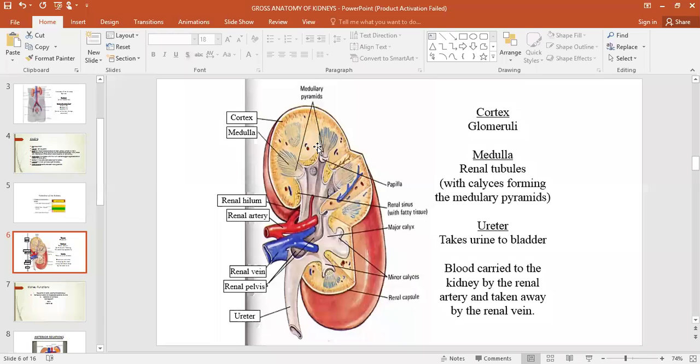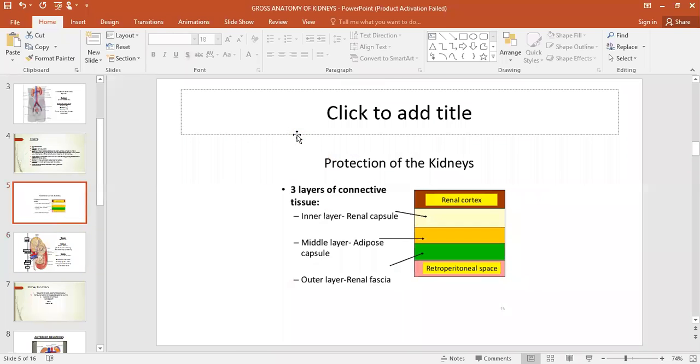Here are the renal pyramids, and between the two pyramids there is a portion of the cortex. This is one pyramid, this is another, and between these two there is some part of the cortex. Okay. We will learn about the medulla.